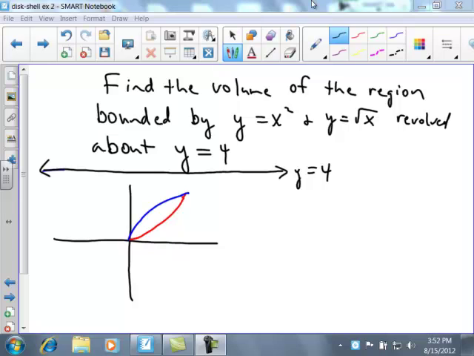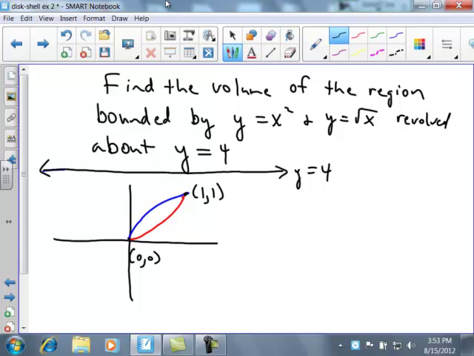Okay, so this is the same example that we were just doing, but we're going to do this with the shell method as opposed to the disk washer method that we just did. So from the previous video, we know that my points of intersection here are at the point 1, 1 and over here at the point 0, 0. Those are our points of intersection.